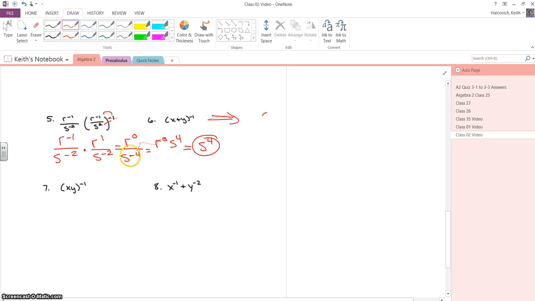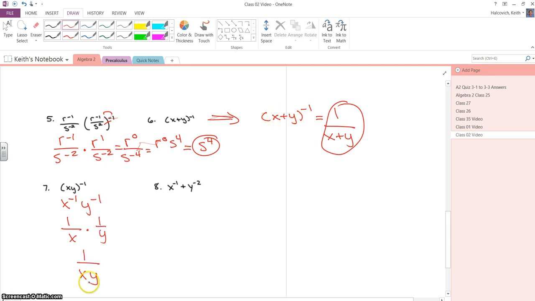Here, x plus y to the negative first becomes 1 over x plus y, and that is all we can do. Here, when you distribute, it's x to the negative first, y to the negative first, which means it becomes 1 over x times 1 over y, which means it becomes 1 over x times y.